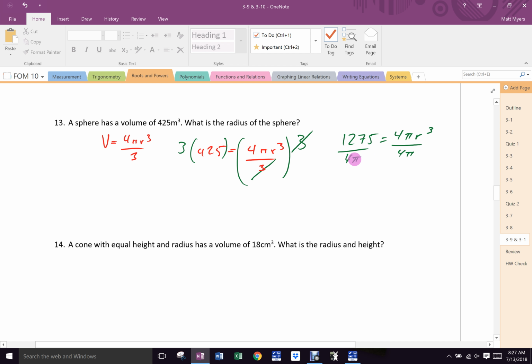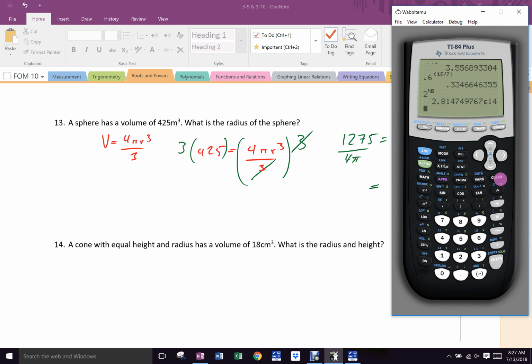Divide by 4 pi. What do I do to this side? Divide by 4 pi. Now this is trouble because a great many of you do not know how to do this on your calculator. Everybody try to do this on their calculator right now. Tell me what you get. Some of your calculators will do it right. Some of your calculators will do it wrong, depending on how you punch it in. If you don't know how to punch it in.